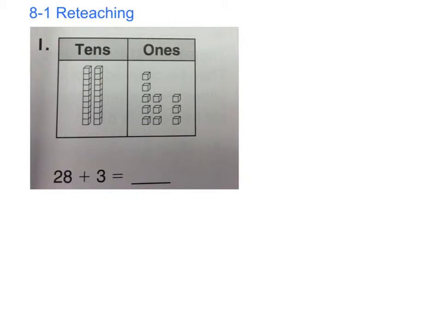The addition sentence reads 28 plus 3. If you look at the tens and ones mat, you see that we have 2 tens and 8 ones for 28, and then we have 3 ones that we are adding. Look in the ones column. Do we have 10 ones? Yes, so let's circle them.